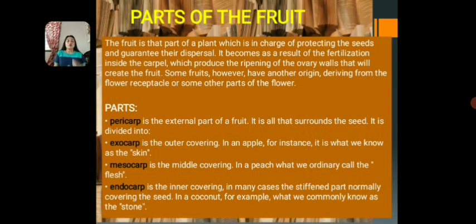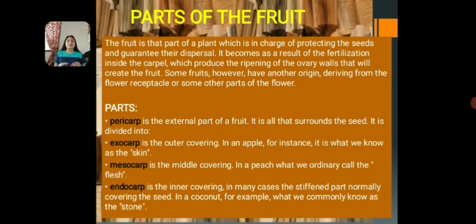Next, we have the parts of the fruit. The fruit is the part of a plant which is in charge of protecting the seeds and guaranteeing their dispersal. It develops as a result of fertilization inside the carpel, which produces the repairing of the ovary walls that will create the fruit. Some fruits, however, have another origin, deriving from the flower receptacle or some other parts of the flower. We also have the parts of the fruit: the pericarp, exocarp, mesocarp, and endocarp.